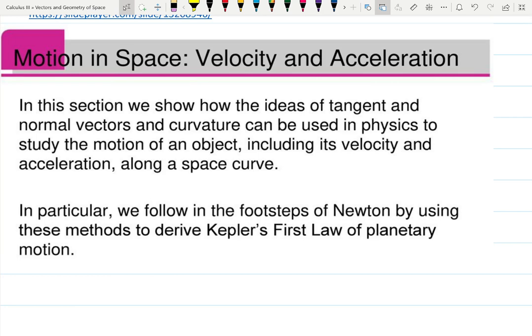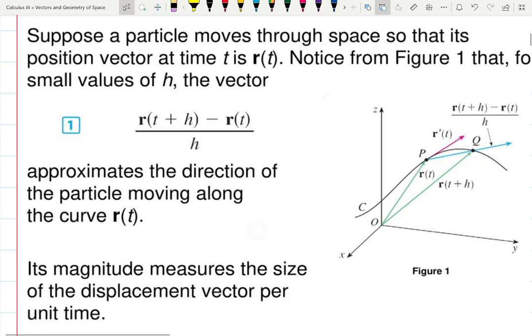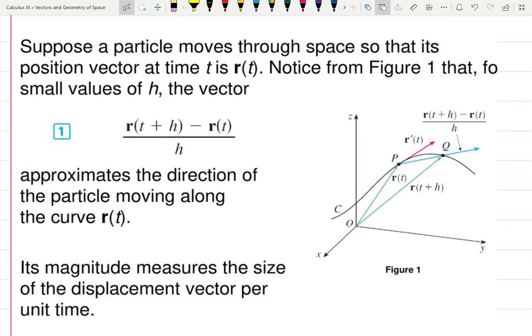Let's concentrate because I want to show you some examples from your homework. In this section, we're going to have ideas of tangent and normal vectors and what curvature can be used for in physics, static and motion of objects, including velocity and acceleration along the space curve. In particular, we're going to follow the footsteps of Newton by using these methods to derive Kepler's first law. We're not going to do Kepler's first law in this class, but I just wanted to show you that all of this, the space, science, planets, and all the motion, is exactly what the last chapter is talking about: applications in physics. Amazing, interesting, and beautiful, but complicated. So that's why it's not my favorite.